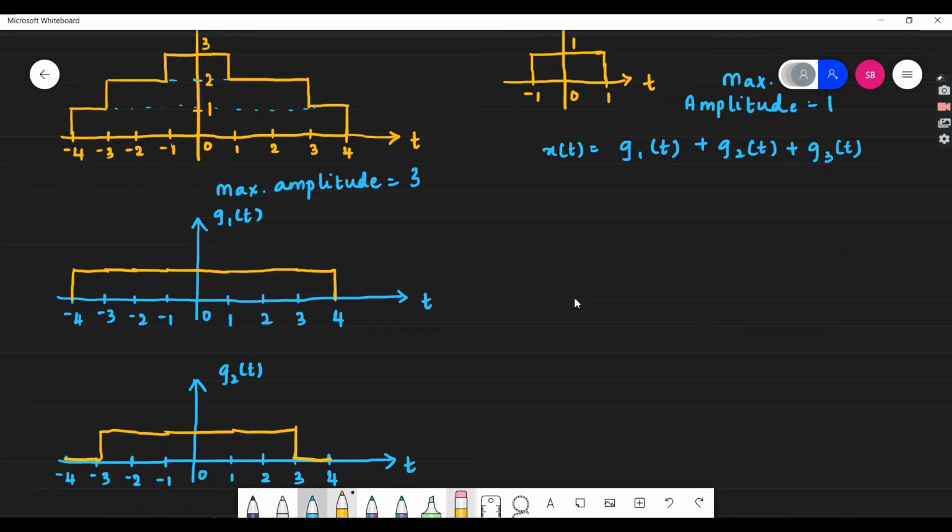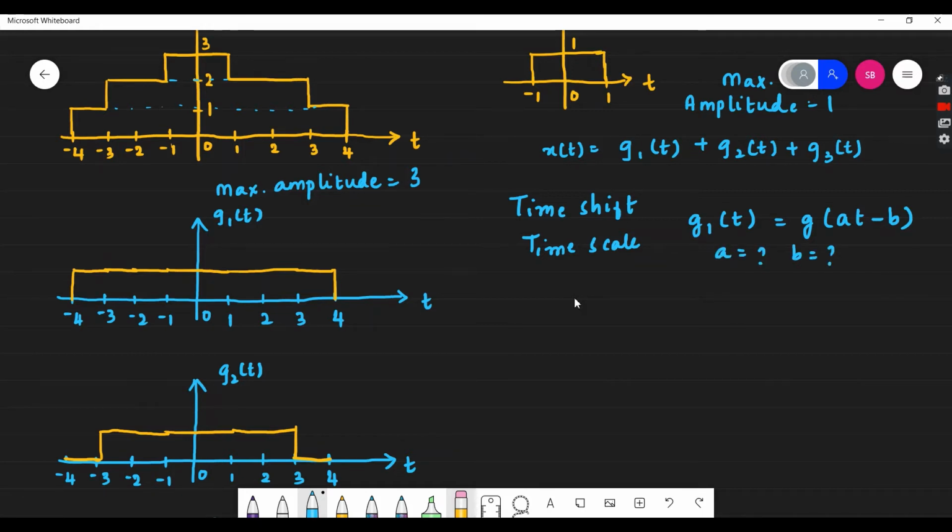So what we have to do is consider a standardized expression, which will be in terms of two operations: one is the time shift operation, another one is the time scaling operation. So what is that equation? I can express G1 of T as equal to G of AT minus B. This T minus B stands for the time shift operation, and AT stands for the time scaling operation. In this equation, I need to find out the constant terms A as well as B. Depending upon that, I can express each and every individual signal in terms of G of T signals.